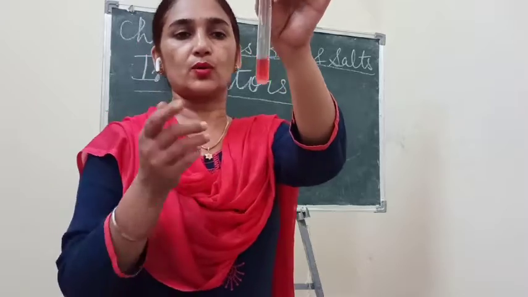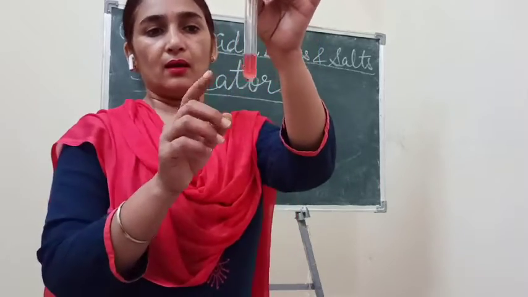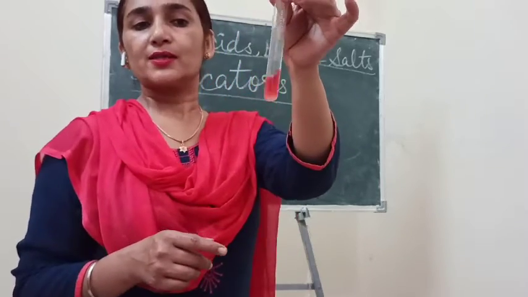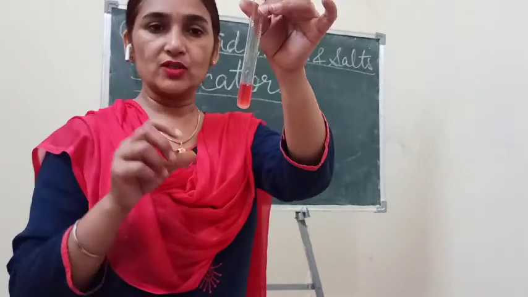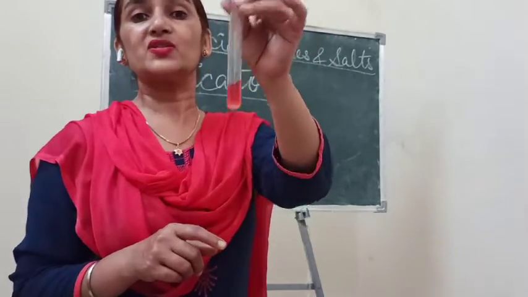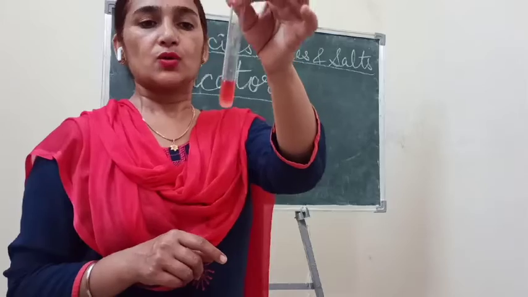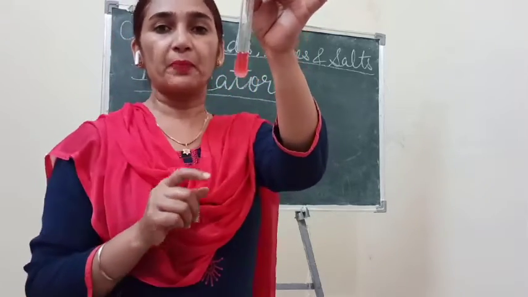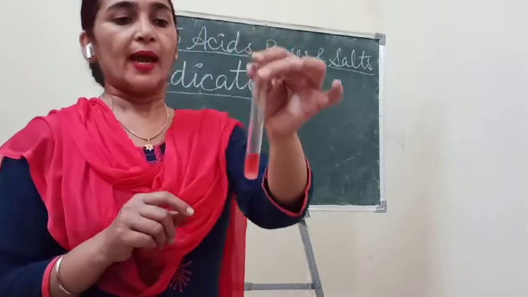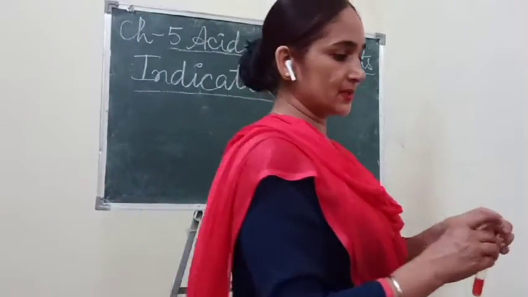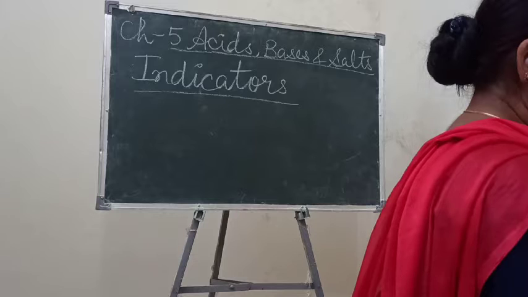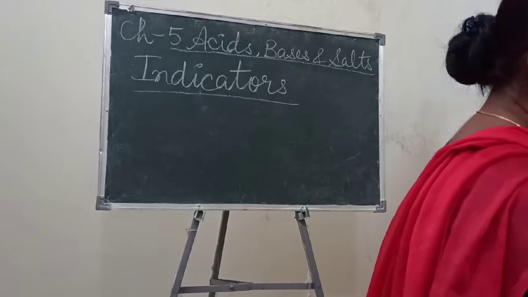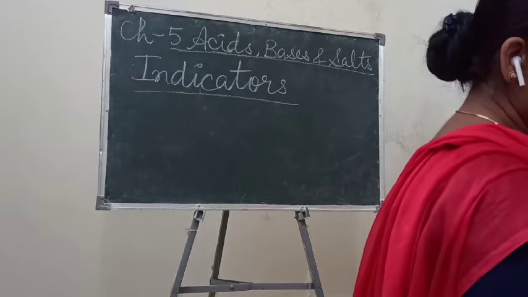In your book also it is written that its color changes from its original color to pink, magenta pink. Okay, so that's why it is an acid. With acid it gives pink color. Okay, and now we test with the base, to see which color it gives with the base.